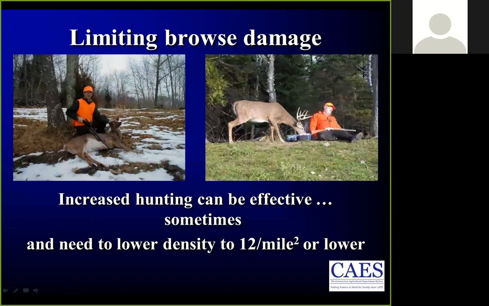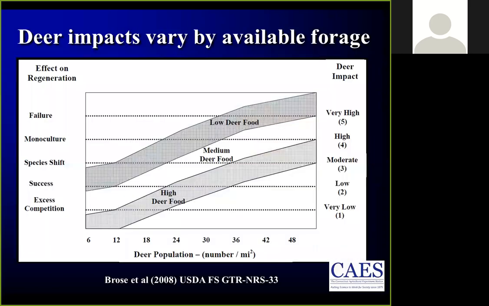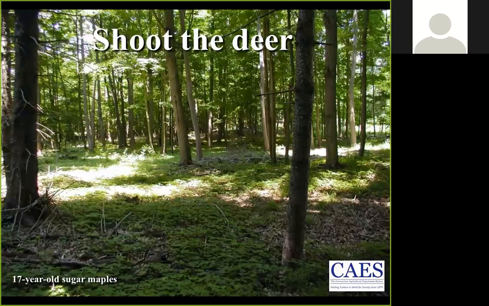So you can go out there and do hunting, and hunting helps. The trouble with recreational hunting in areas that can maintain high deer herds is you can't really get deer densities below 16 deer per square mile, and you commonly need to get deer densities below 12 deer per square mile. Skip over that because I'm running a little bit long.